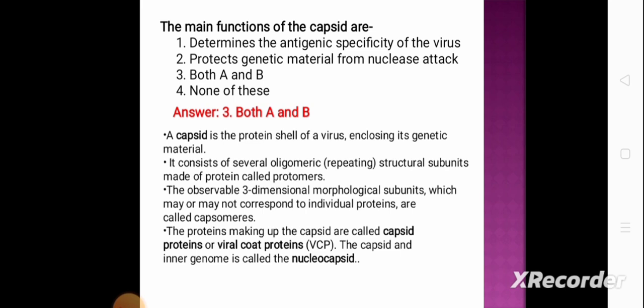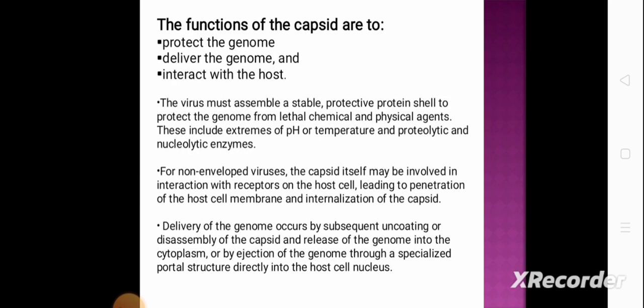A capsid is a protein shell of a virus enclosing its genetic material. It consists of several oligomeric structural units made of proteins called protomers. The observable three-dimensional morphological subunit, which may or may not correspond to individual proteins, is called a capsomere. The proteins making up the capsid are called capsid proteins or viral coat proteins. The capsid and the inner genome is called the nucleocapsid. The functions of the capsids are to protect the genome, deliver the genome, and interact with the host.